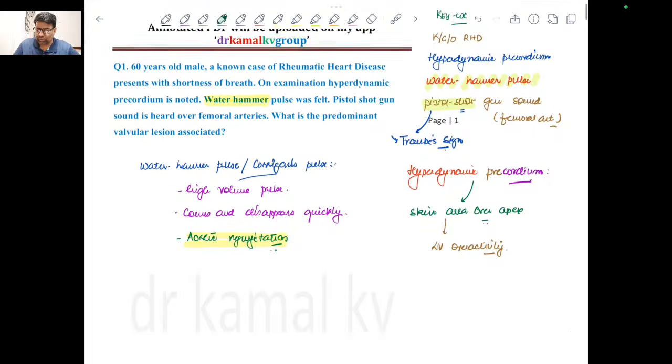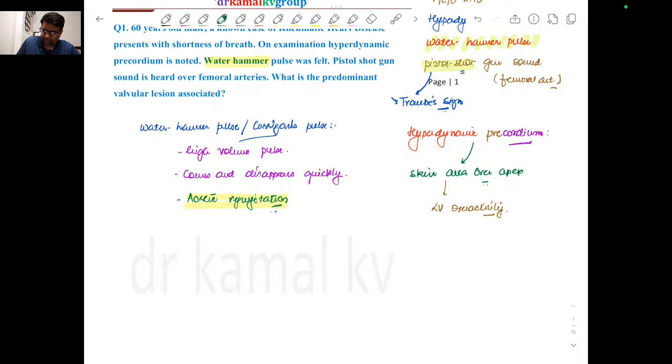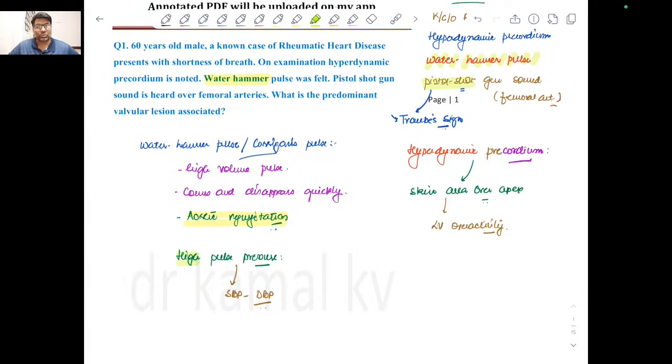And here you should remember one more thing, that is high pulse pressure. In some questions you also will get this word, high pulse pressure. Now what is pulse pressure? Pulse pressure is the difference of systolic minus diastolic. So in aortic regurgitation, pulse pressure will be high, that is the difference between the systolic and the diastolic will be more than 40 millimeter of mercury. So these are a few important keywords which you should know for aortic regurgitation.